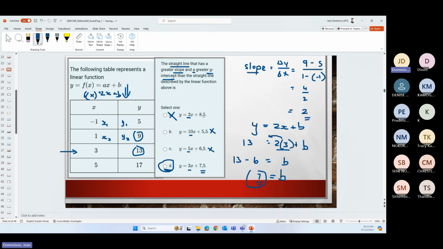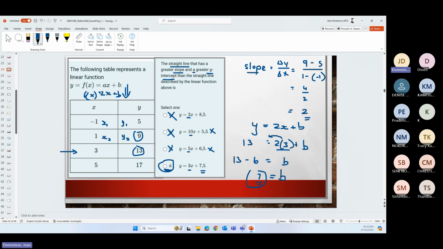Option A, you had the y-intercept that's bigger, but not the slope. Here you had the slope, there you had the slope, but not the y-intercept. So that's why A, B, and C is wrong. So the two that will work is 3x and plus 7.5.